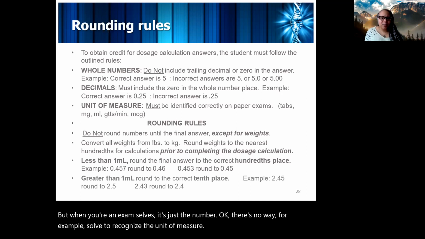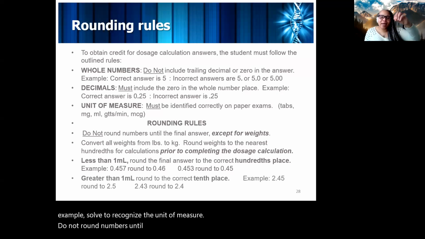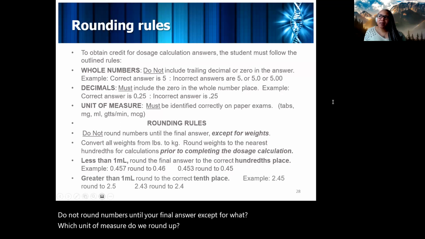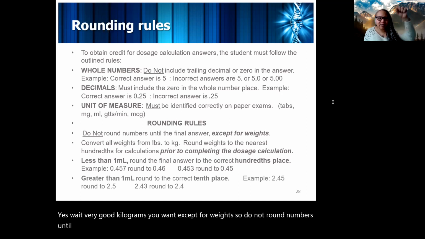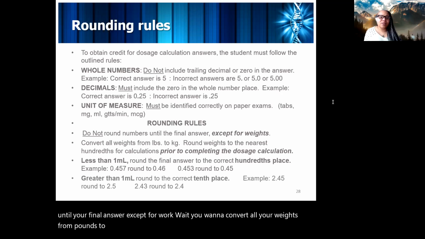Do not round numbers until your final answer, except for what? Which unit of measure do we round up? Yes, weight. Very good. Kilograms. So do not round numbers until your final answer, except for weights. You want to convert all your weights from pounds to kilograms, and then you're going to round to the nearest hundredth.